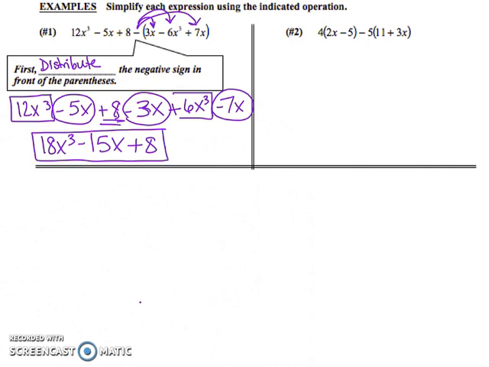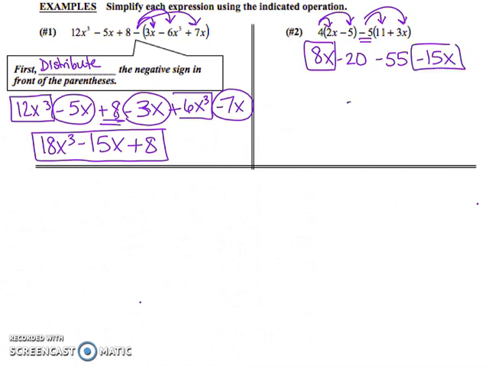In number 2, I have distributive property twice. So I have to distribute the 4, and be careful here, I have to distribute the negative 5. So 4 times 2x gives me 8x. 4 times negative 5 is negative 20. Negative 5 times 11 is negative 55, and negative 5 times positive 3x is negative 15x. Now combining like terms, again, start with your highest exponent, which in this case is just x to the first power. So I'm going to combine my 8x with my negative 15x. That's going to give me negative 7x. And then my constant terms here, negative 20 plus negative 55 is going to give me a constant term of negative 75. And there's my final answer.